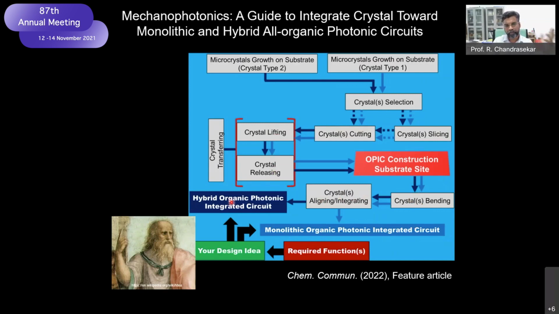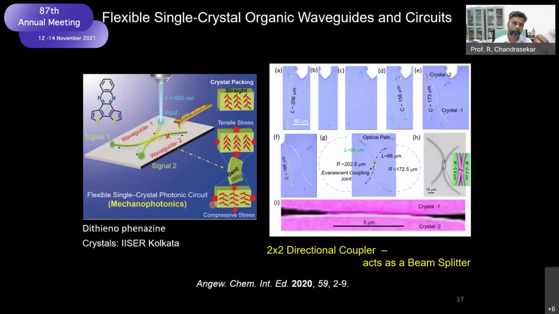Finally, you produce a monolithic organic photonic integrated circuit. And if you want a hybrid, it is a bit challenging because two different crystals having different electronic properties have to be placed in this construction site. Okay, and that is a time-consuming process. But these are all proof of principle experiments which you want to demonstrate here, which result in hybrid organic photonic integrated circuits. An example is shown here.